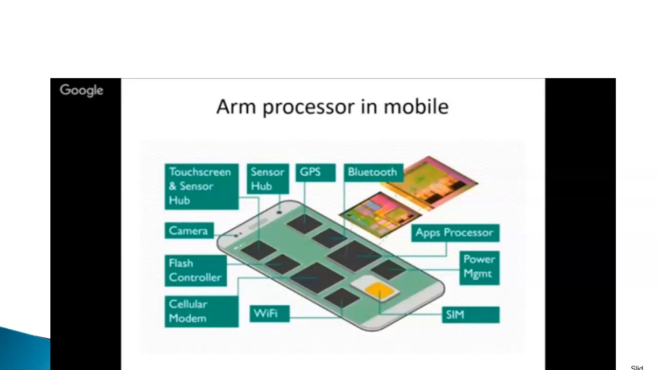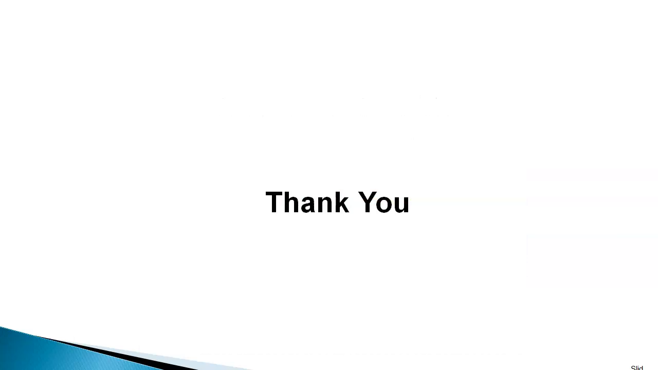This is the ARM processor in a mobile computing system. The ARM processor uses a touchscreen, sensor hubs, GPS system, Bluetooth, IR, that is infrared rays, cameras, flash control, cellular modem, Wi-Fi, SIM, etc.